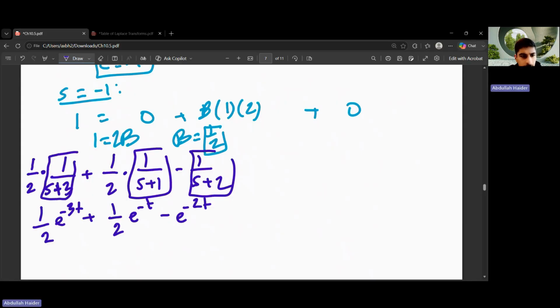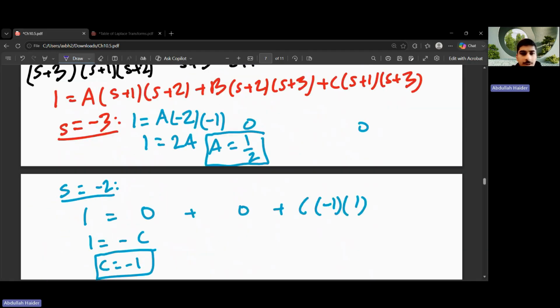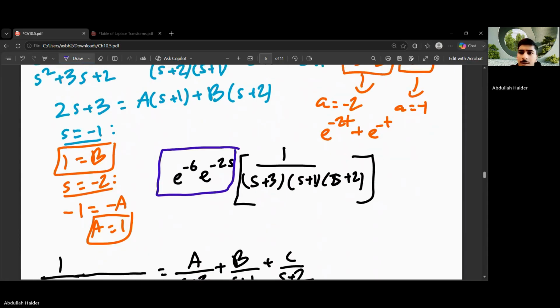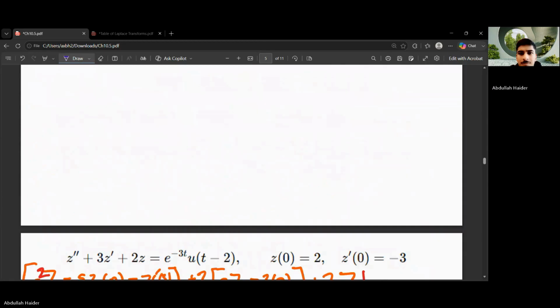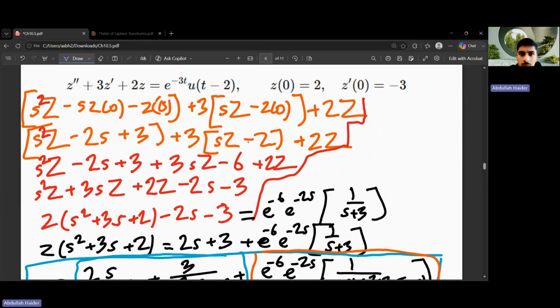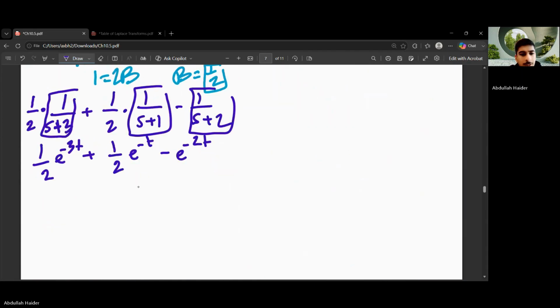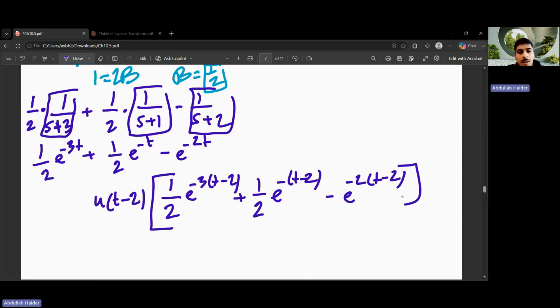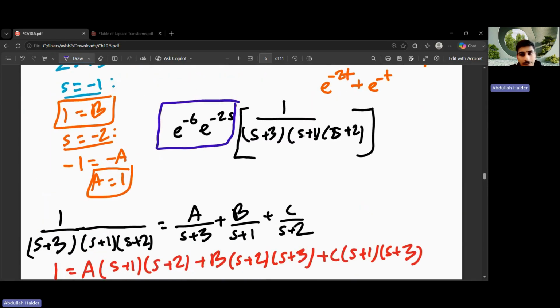And let me just check if this is right. Yeah, it's right. And since this was multiplied by this thing, what was our a? What was our a related to this? Our a is 2. Meaning I have to do t minus 2 everywhere. So in this case, t minus 2 means in this whole answer I need to replace t with t minus 2. So 1 over 2 e power minus 3 times (t minus 2) plus 1 over 2 e power minus (t minus 2) minus e power minus 2 times (t minus 2). This is the answer only for the inverse of this part.